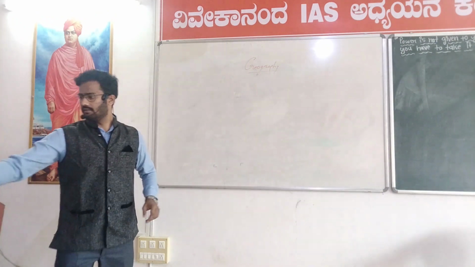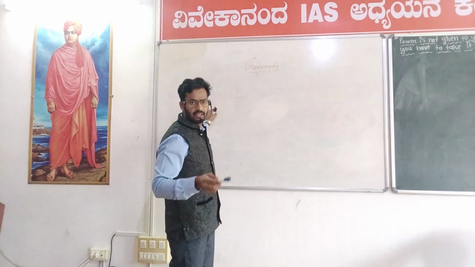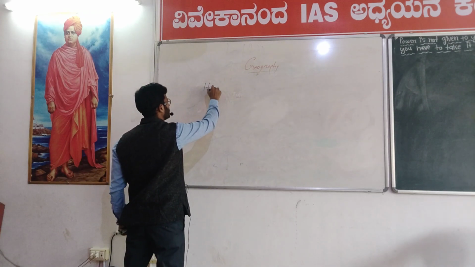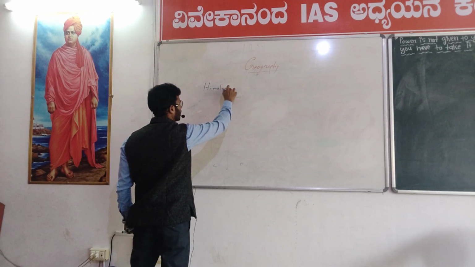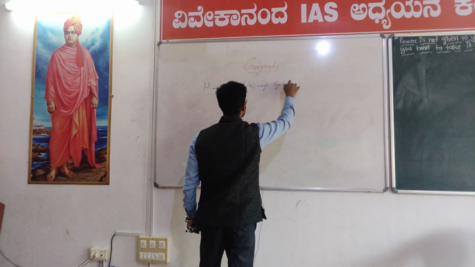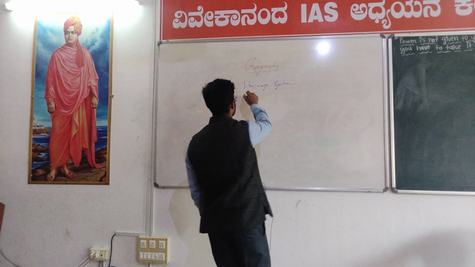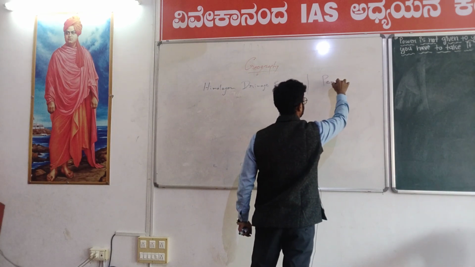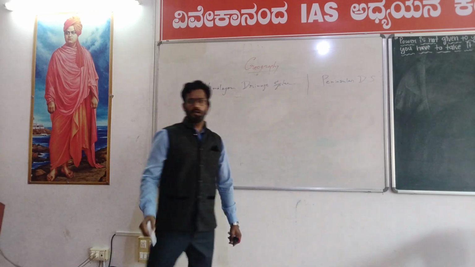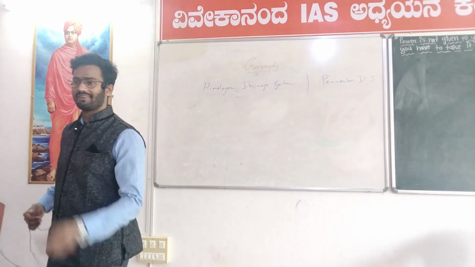If you want, divide your page into two halves. Left side, Himalayan drainage system; right side, peninsular drainage system, meaning Himalayan rivers and peninsular rivers. We discussed the differences yesterday already. Now write down what the differences are.